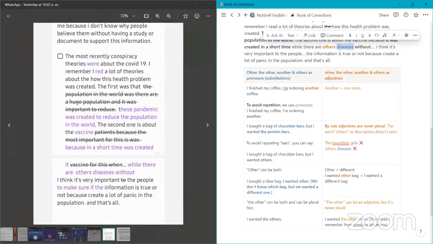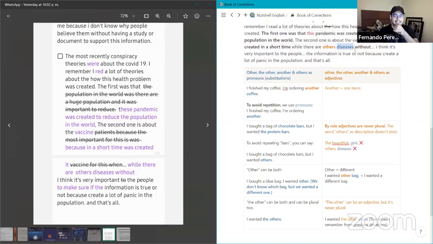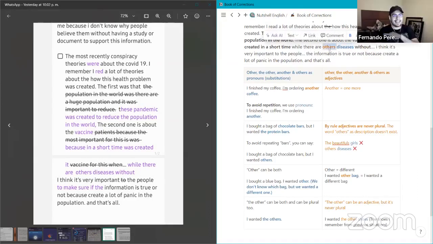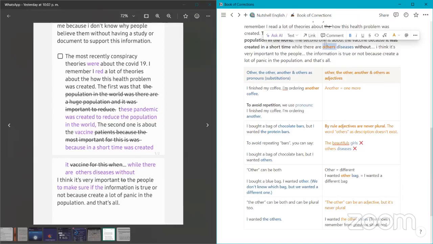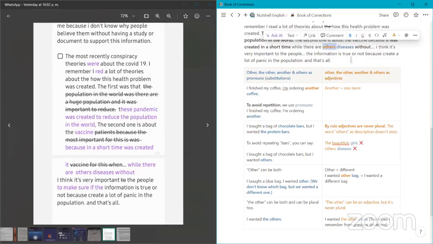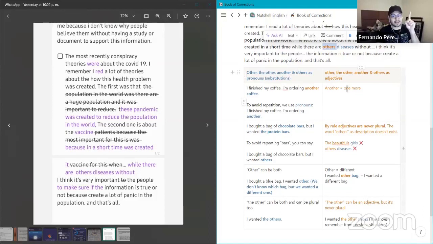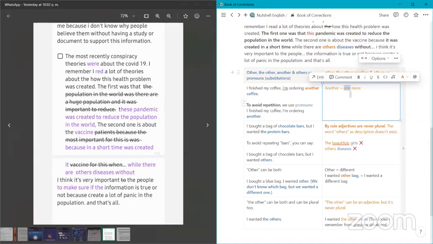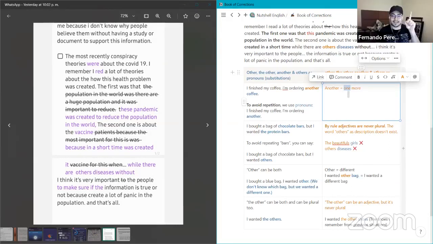Plural. This is the word that receives the number. If it's plural or singular, it's here. Adjectives never receive number. So, "other" or "another": while there are other diseases. Other diseases, yes. "Another" cannot be because "another" is one. Other, exactly. Be careful.